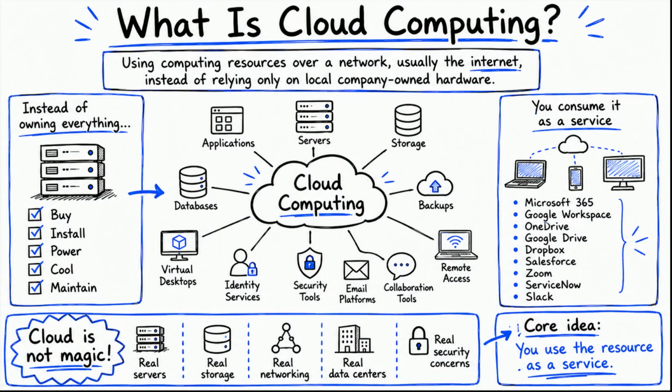Microsoft 365 is a cloud-based productivity and email tool. Google Workspace is a cloud-based productivity and email tool. OneDrive is cloud storage. Google Drive is cloud storage. Dropbox, Salesforce, Zoom, ServiceNow, Slack. The important thing to remember here is that cloud computing isn't some magical thing. It's still very real servers. It's real storage. It's real networking. It's data centers with real security concerns. The difference is that the company may not directly own or manage all of the physical infrastructure. They're just consuming the resource as a service. That is the core idea of cloud computing.